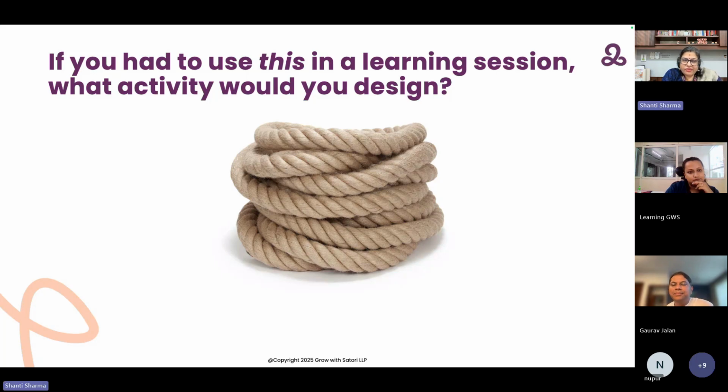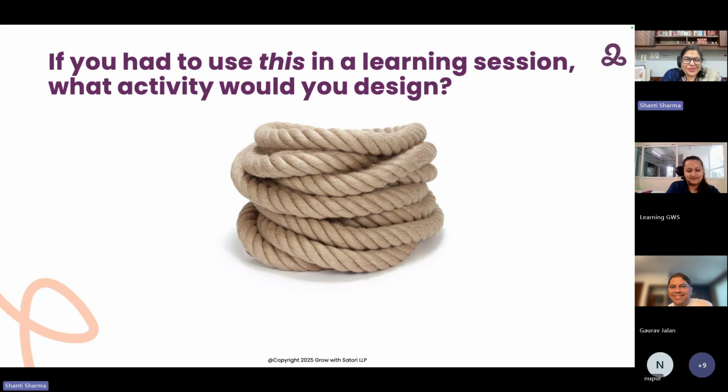Lovely. So you tie complex knots and ask them to untie it and see who takes the lead, who supports, who encourages, motivates, who sits back, and you can debrief that. Wonderful. That definitely did not come from a novice.